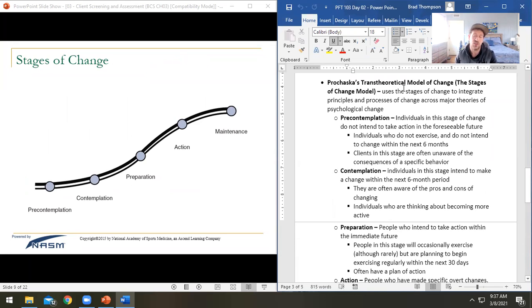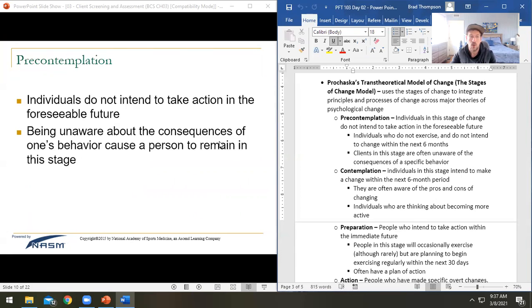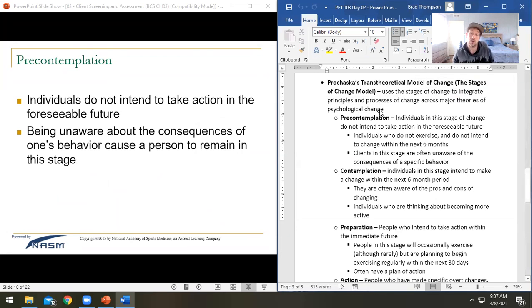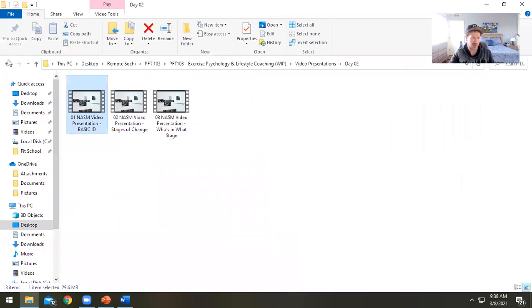Now this is in your regular textbook, and I know we've talked about this in previous classes, but these are free points if you have all of these memorized. So, looking at pre-contemplation. Oh, sorry. The stages of change model is used to integrate the principles and processes of change across all major theories. We are going to revisit the stages of change tomorrow and the next day, when we look at all these different tools in our tool belt. Tomorrow, I believe we're looking at behavior therapy.